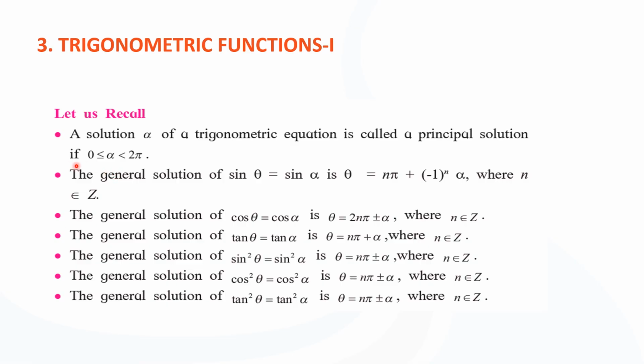Principal solution always lies between 0 to 2 pi. Remember, 2 pi is not inclusive. General solution for sin theta equals sin alpha, cos theta equals cos alpha, tan theta equals tan alpha, and the general solution for sin square theta equals sin square alpha, cos square theta equals cos square alpha, and tan square theta equals tan square alpha. Note this is the same solution for all these three formulas.